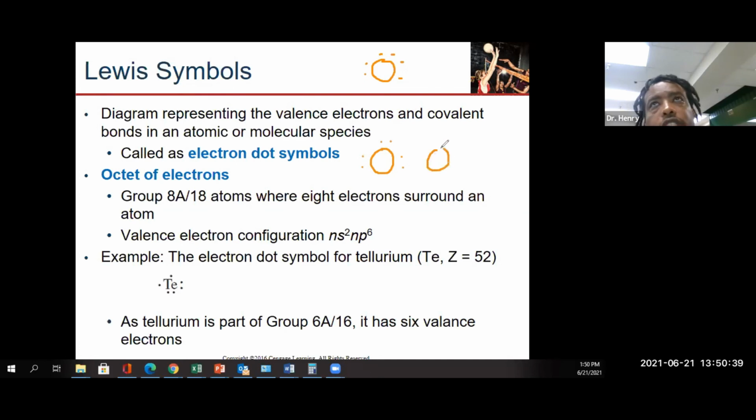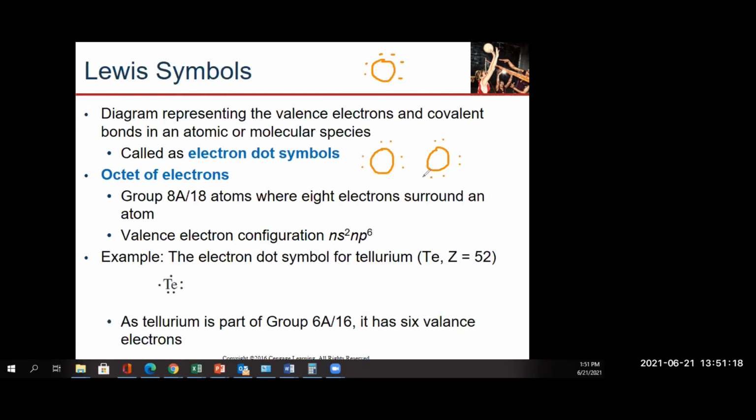And they're going to form, what type of bond is 2 non-metals going to form? You guys remember this from last week? 2 non-metals form what type of bond? Is it going to be an ionic bond? Is it going to be a covalent bond? Is it going to be a metallic bond? Covalent. It's going to form a covalent bond.